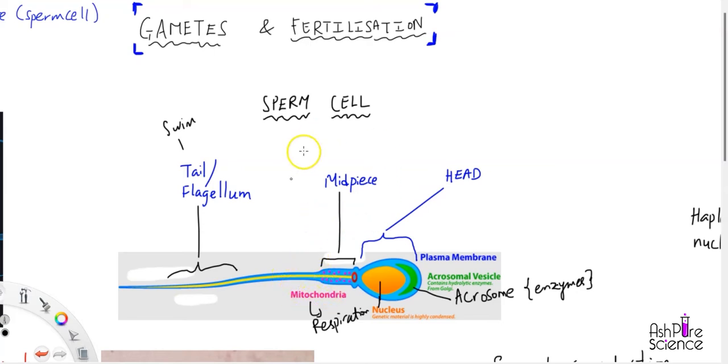So just to remind ourselves, the adaptations: sperm cells have a tail that allows them to swim. The head section has a region called the acrosome. It's a vesicle that contains digestive enzymes, and these will break through the jelly coat and the cell membrane of the egg cell. And it has a lot of mitochondria, which are the site for respiration, that ultimately will release energy that's going to be fed to the tail, that will allow the tail to move.